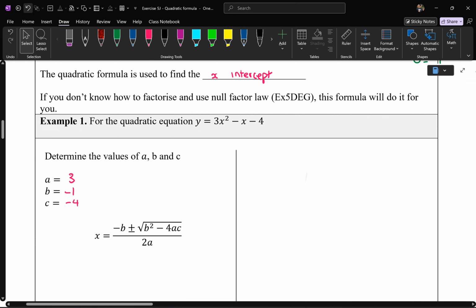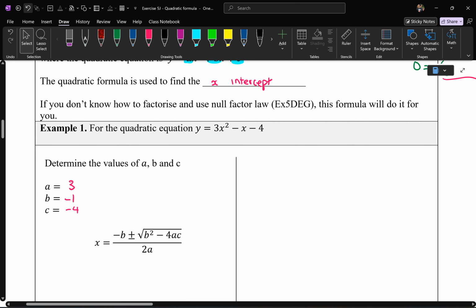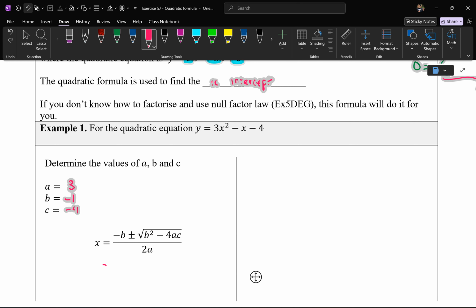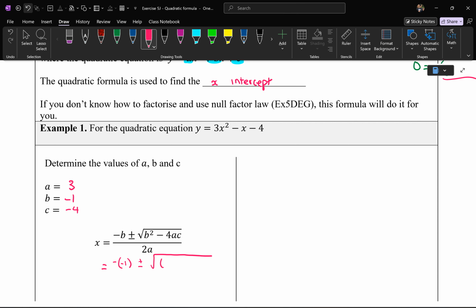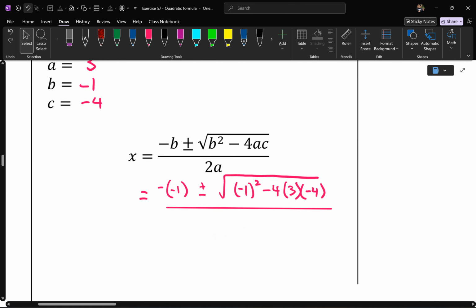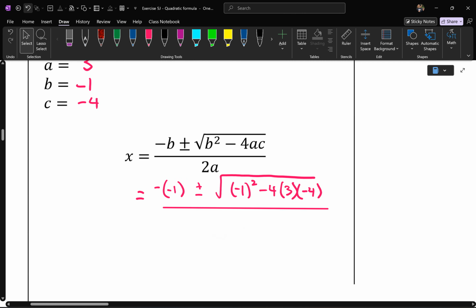So here we go. The formula is -b plus or minus the square root of b squared minus 4ac, all over 2a. So here, if your layout is clear, usually you wouldn't make a mistake. So sub it in. It's negative of -1, plus or minus the square root of -1 squared minus 4 times a, which is 3, times c, which is -4. Notice my layout? I use a lot of brackets. I do it so that I don't make mistakes, just because I tend to make mistakes with negatives. All over 2 times a, which is 3.